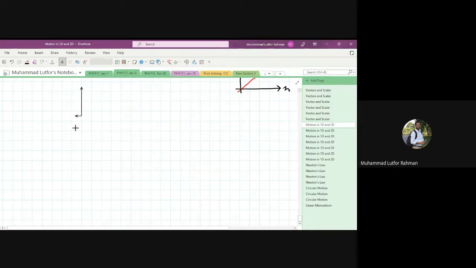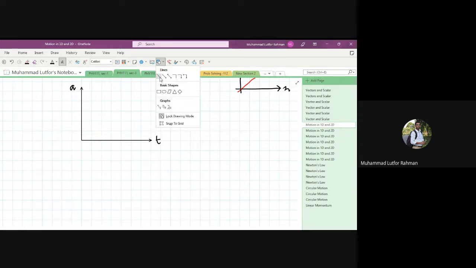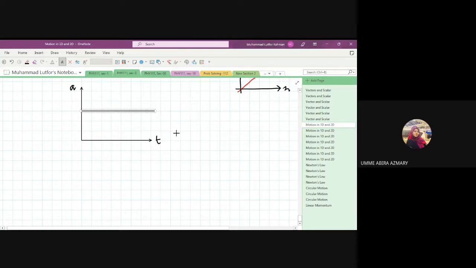If it moves at a constant acceleration, say this is my time, and this is my acceleration. Since it will remain the same, constant acceleration, we can say this would be like that, right? Acceleration is not changing with respect to time. It's a constant acceleration curve.